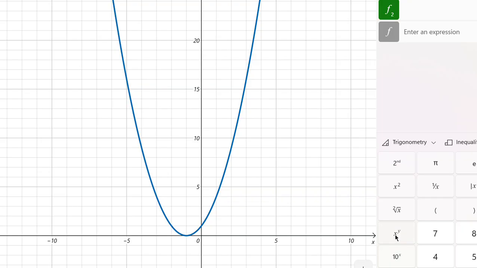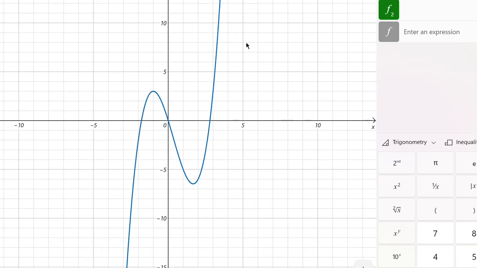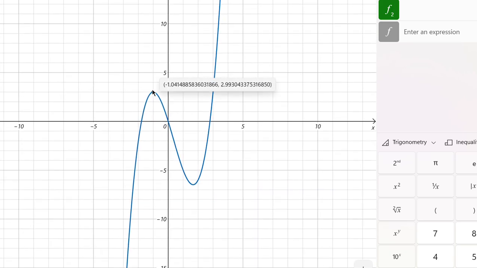If you have x cubed minus x squared minus 5x, this is what you have. Now you see the graph, you can see that the first critical point was at what? Minus 1 comma 3. And then if you check the other one, you can see what is going on here.